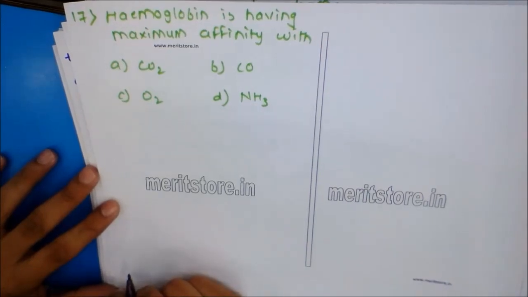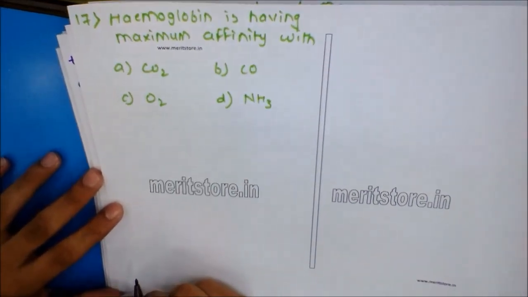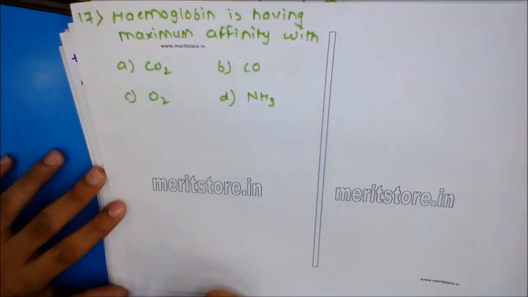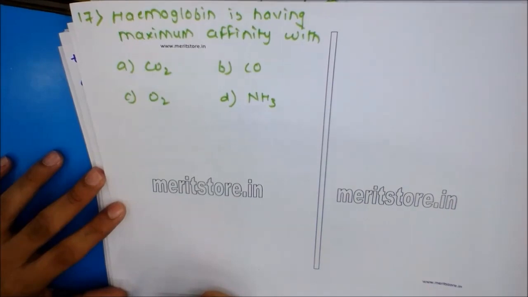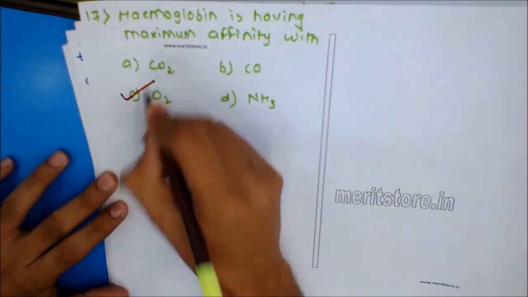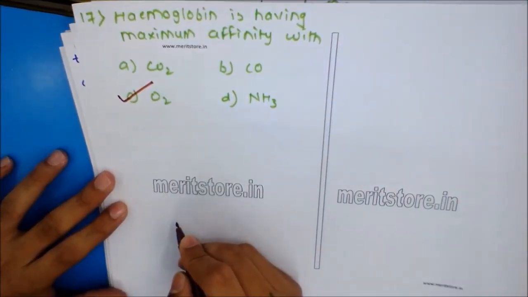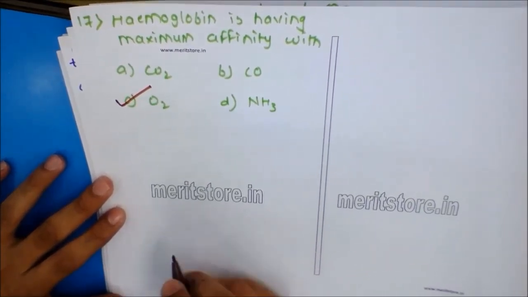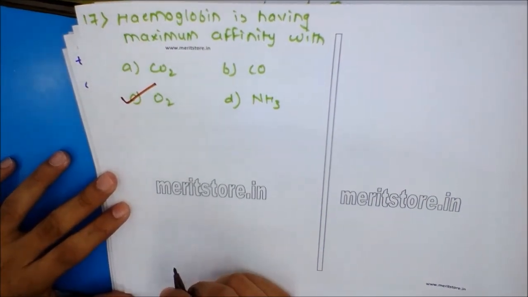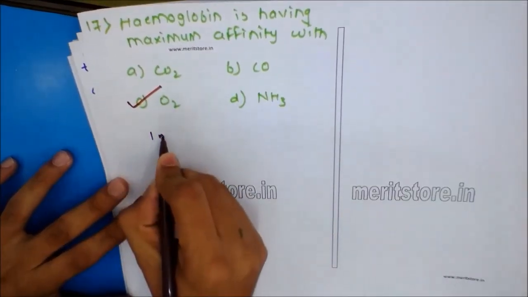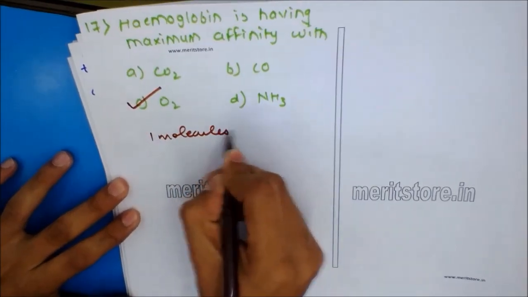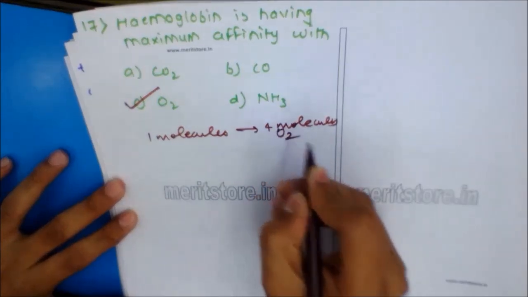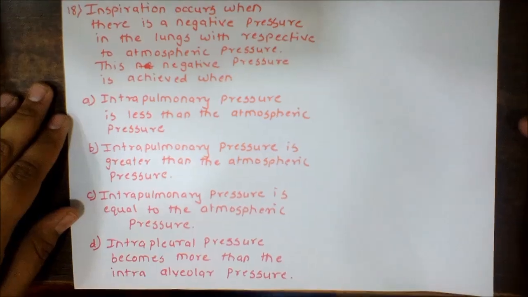Hemoglobin is having maximum affinity with option A, CO2, option B, CO, option C, O2, and option D, NH3. The answer to this question is oxygen. And this property of hemoglobin is important in the control of respiratory system in humans, as hemoglobin combines with oxygen to form oxyhemoglobin, and one molecule combines with 4 molecules of O2 to facilitate the process.